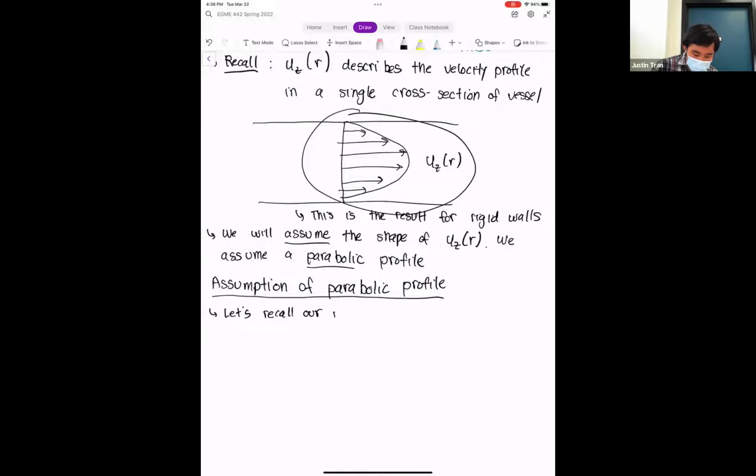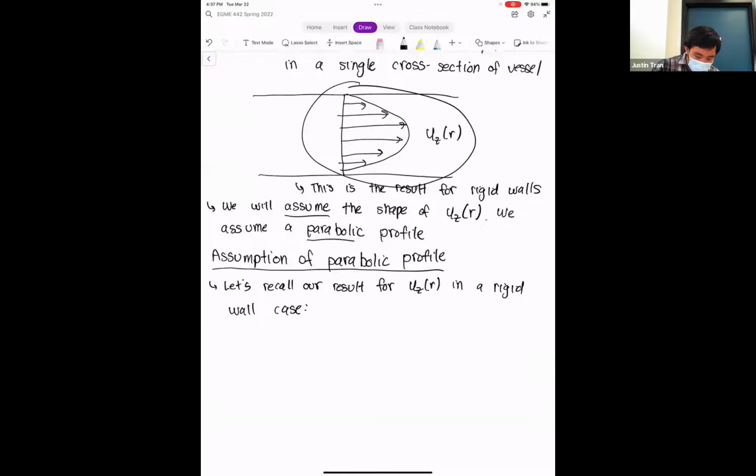Okay. And so let's recall our results for UZ of R in a rigid wall case. I'm just going to skip straight ahead to the solution. If you want to see how I got the solution from Navier-Stokes, we did that in week 3 of the semester. But the result that we got was the following function. So UZ of R is equal to 1 over 4 mu times dp dz times r squared minus big R squared.